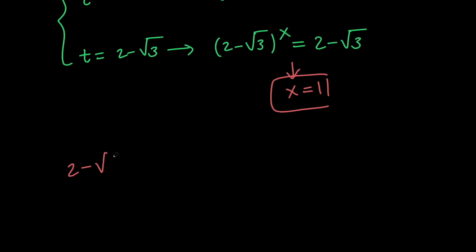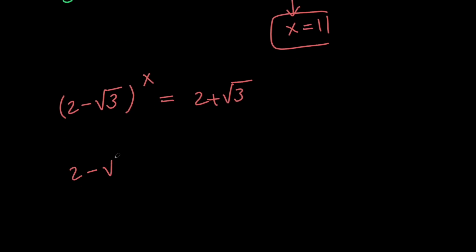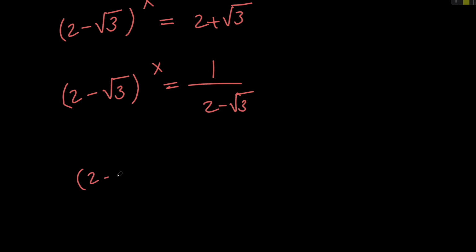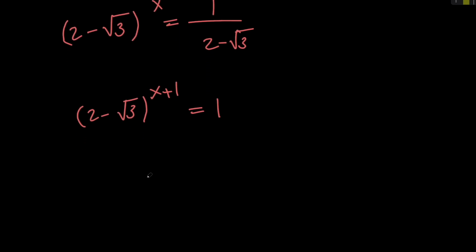So we have (2 minus root 3) to the x power equals 2 plus root 3. But remember that 2 plus root 3 and 2 minus root 3 are reciprocals. So I can go ahead and say that (2 minus root 3) to the x power equals 1 over 2 minus root 3, right? And then if we cross and multiply, we're going to get (2 minus root 3) to the power of x plus 1 equals 1. And since the base is not equal to 1, the power should be 0. So that means that x plus 1 equals 0, which means x equals negative 1.